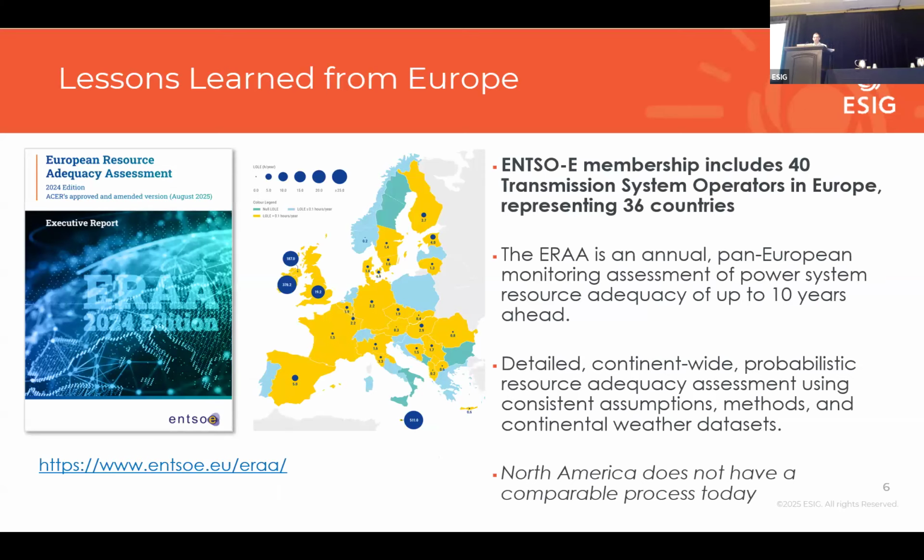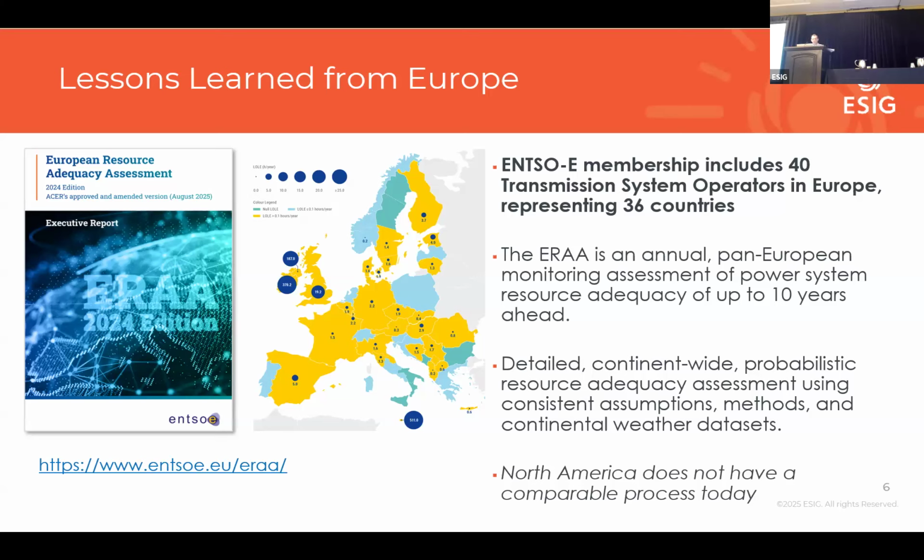They do what's called the ERA, the European Resource Adequacy Assessment. It brings together over 40 transmission system operators, 36 different countries, and they do a coordinated plan. They're looking out 10 years and asking, what does resource adequacy look like at a continental scale? And how can we standardize the methods, data sets, and assumptions that go into these studies so that we can do this planning collaboratively across the continent?